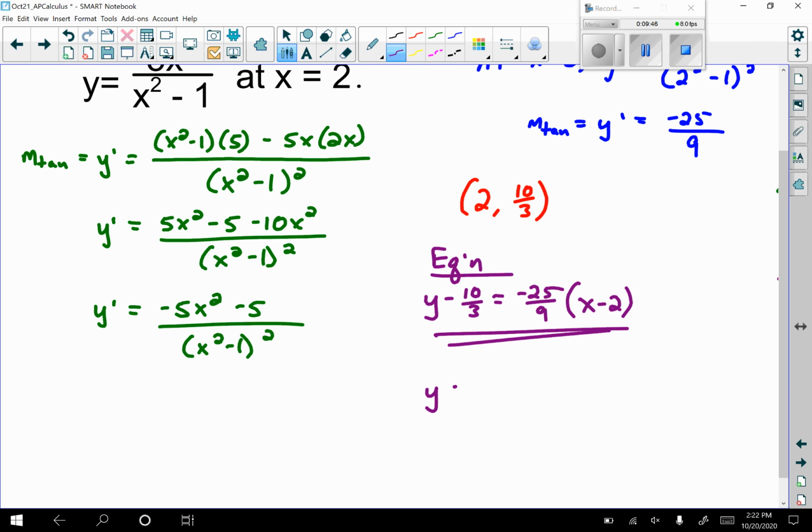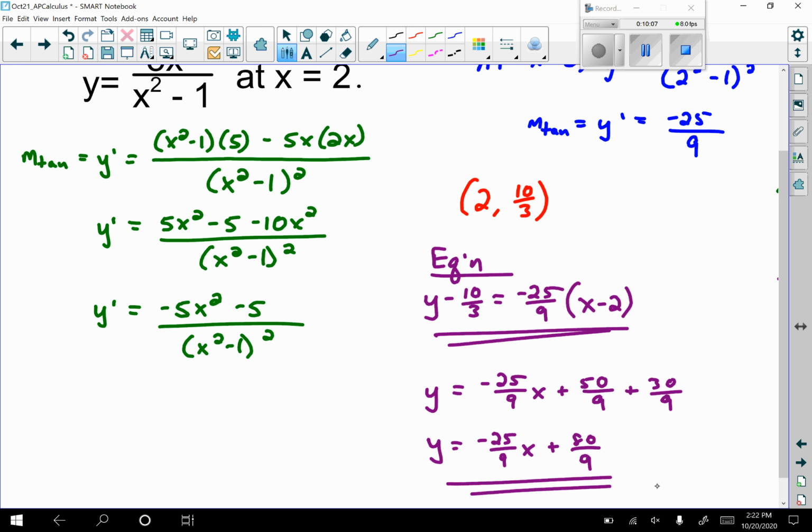So we could say y equals negative 25/9 x plus 15/9. And then as I add 10/3, I'm just going to add 30/9. So now this becomes y equals negative 25/9 x plus 89. And that is the slope-intercept form.